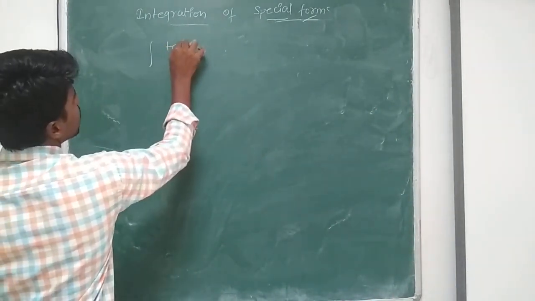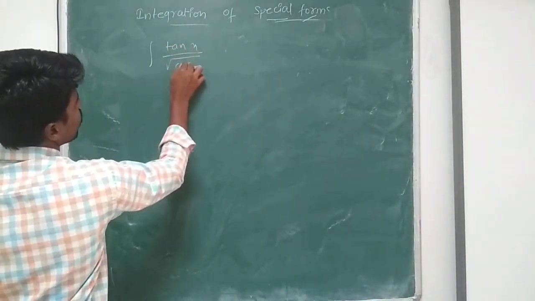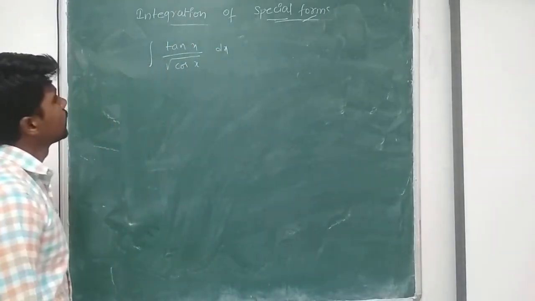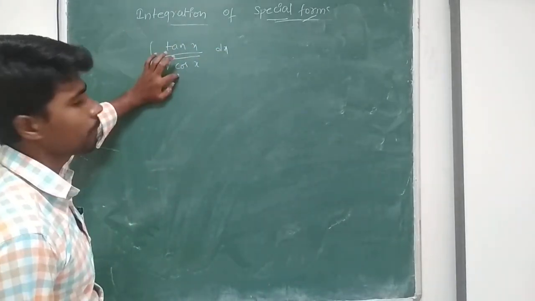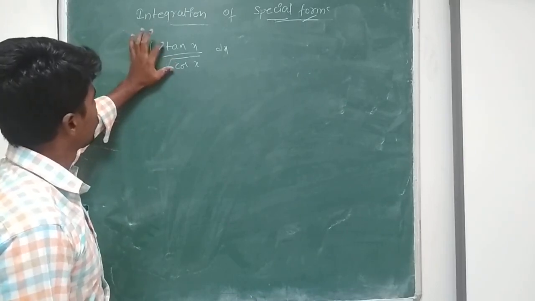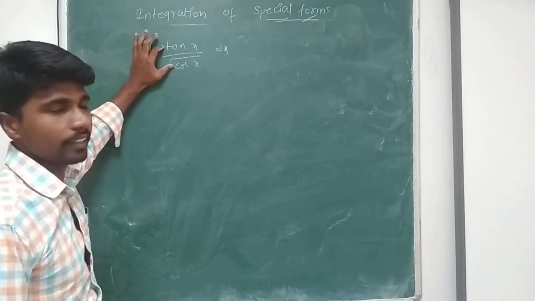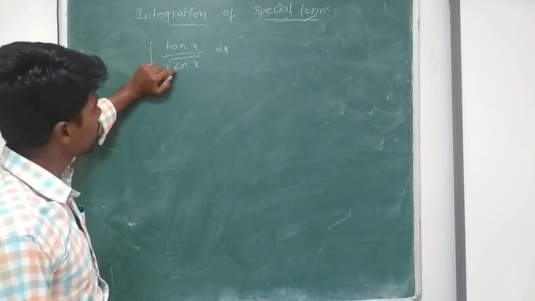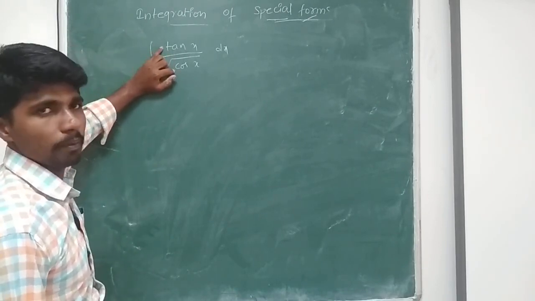Integral of tan x by root cos x dx. If I take one of them as a function, those two are not interrelated. Interrelated means the derivative of the first one is not equal to the second, or the derivative of the second one is not equal to the first.